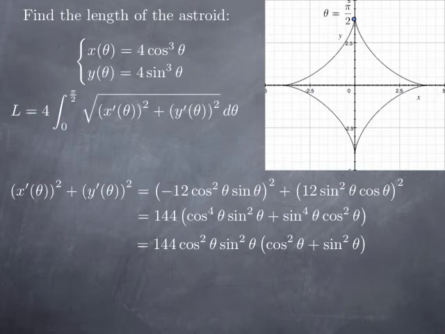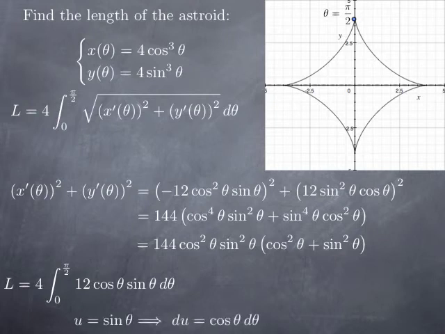Well, formally it should be 12 absolute value of cosine theta, absolute value of sine theta, but since we restricted ourselves to the interval from 0 to pi over 2, both cosine and sine are positive, and so we obtain 4 times the integral from 0 to pi over 2 of 12 cosine theta sine theta.